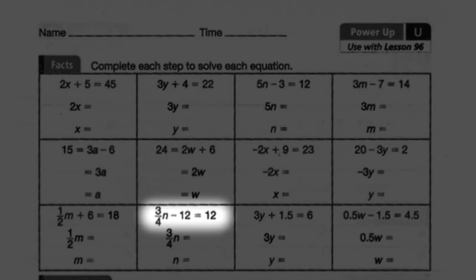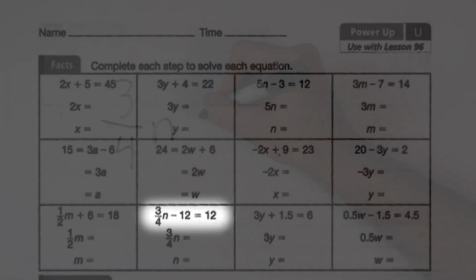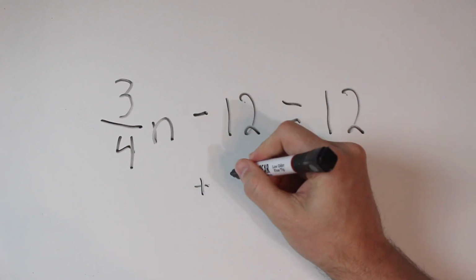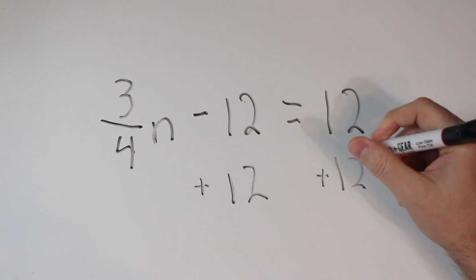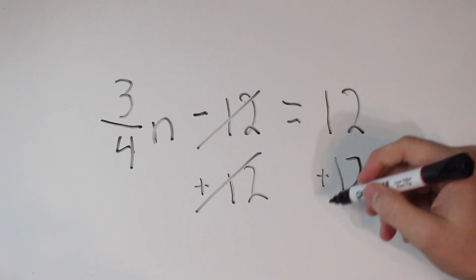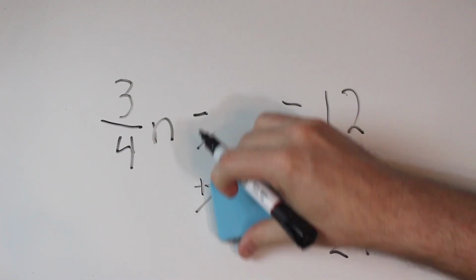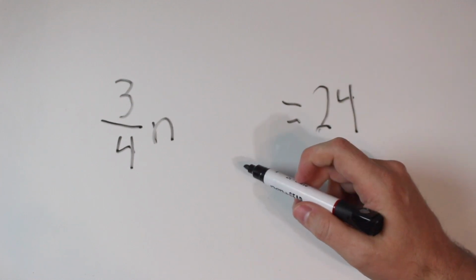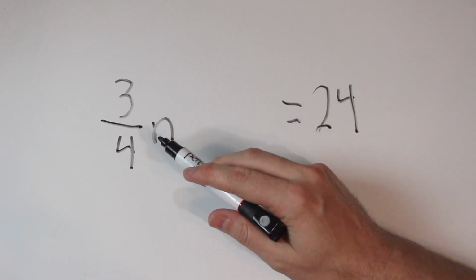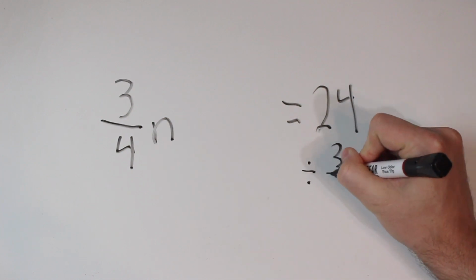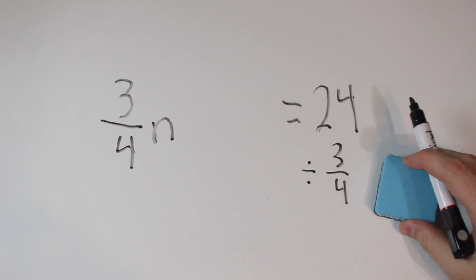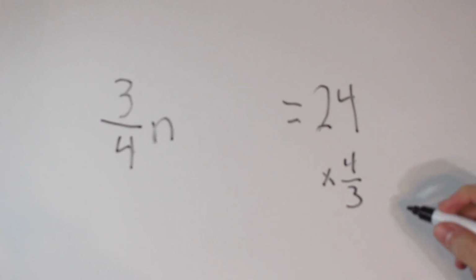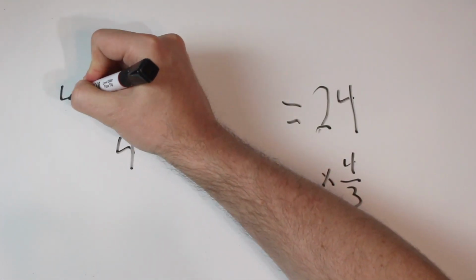3/4 n minus 12 equals 12. First step, undo the subtraction by adding 12 to both sides. These 12s cancel on this side, and these 12s add together to become 24 on the other side. That's the first part of our answer. Now we must divide both sides by 3/4. We remember from the last problem that dividing by 3/4 is the same as multiplying by 4/3. So we go ahead and do that to both sides.